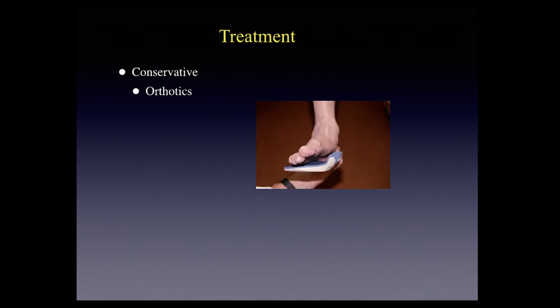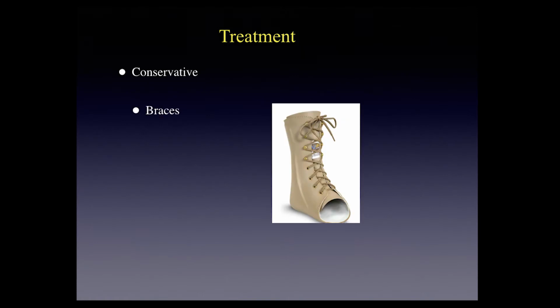Sometimes we'll recommend an orthotic. These can be an over-the-counter orthotic or a custom one. The custom one is a custom mold to the bottom of your foot, but the idea is to create an arch to support an insufficient posterior tibial tendon. Sometimes we'll prescribe a brace such as this, which will give further stability to the foot in the setting of disease of the posterior tibial tendon.